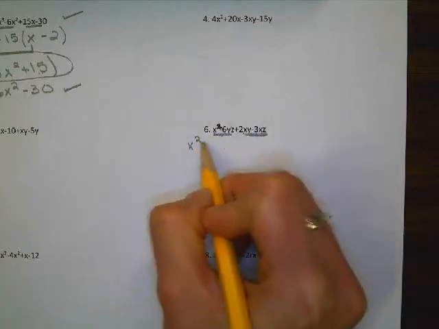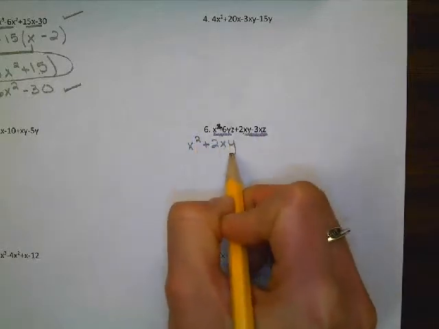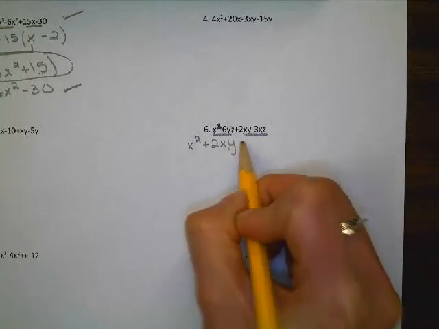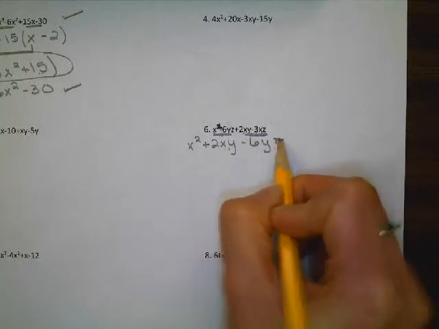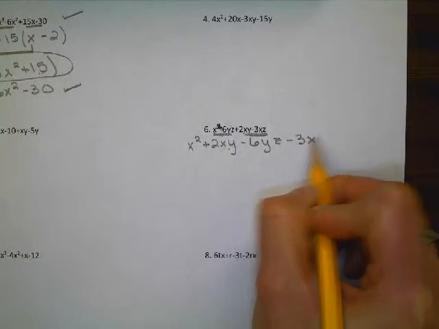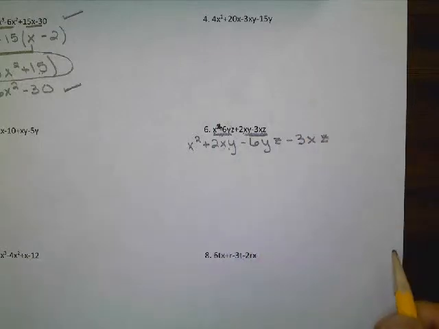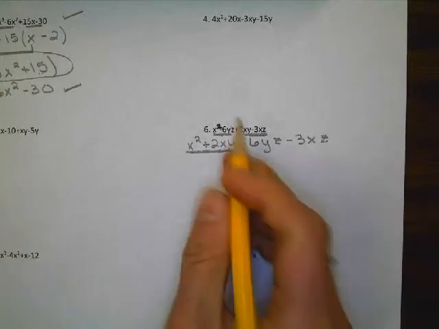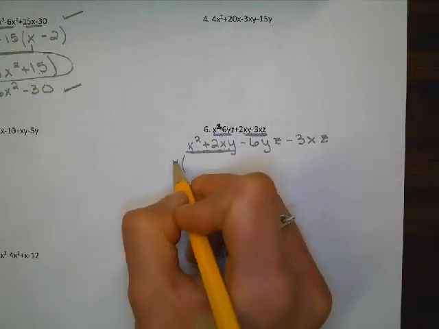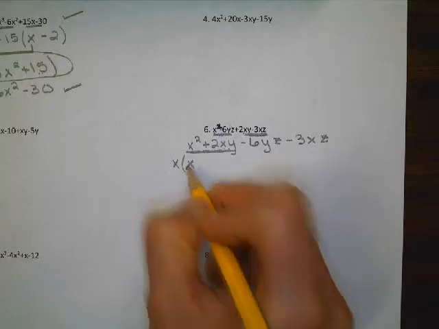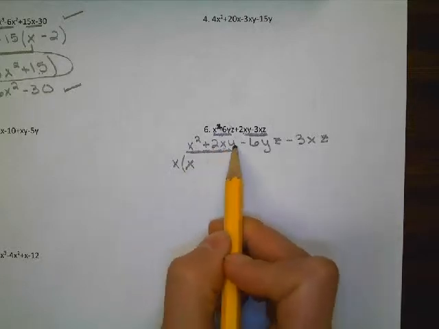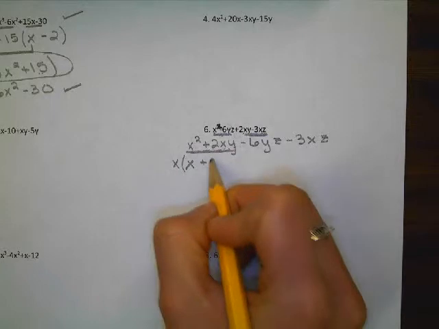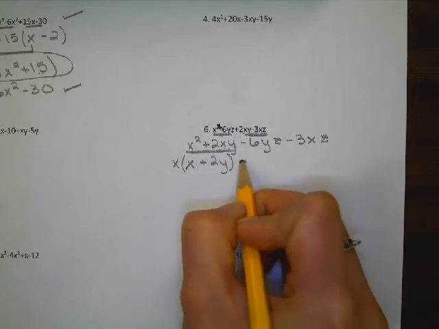I'll just try this first one here. I'll put the x squared with the 2xy, and then carry over the negative 6yz minus 3xz. Now I'll try factoring. So these two here, the biggest factor I have is x. So x squared divided by x is just x. And then 2xy, if I take out an x, that leaves me with 2y.